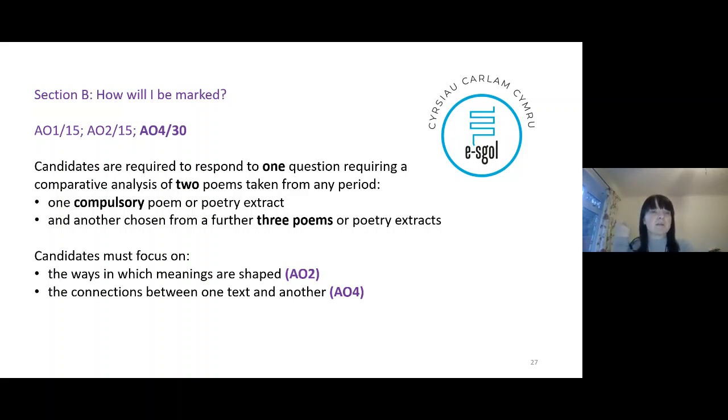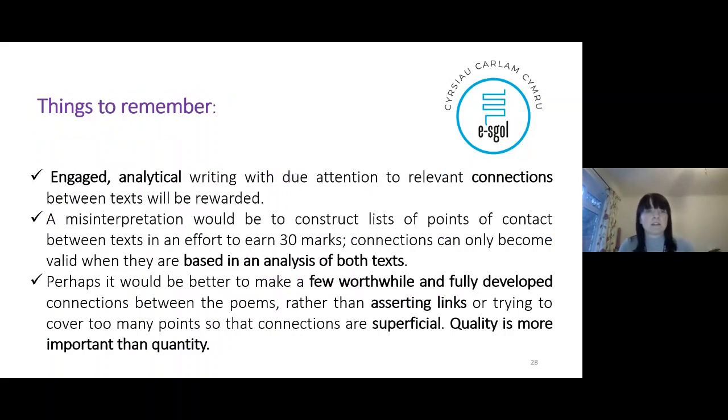So AO1 15 marks, AO2 15 marks, and AO4, as you can see, it's been put in bold. It's doubled. You've got the 30 marks for AO4, which is the connections that you make. All right, so like I said, next week we are going to have a look at the connections. So you need to focus on the way that meanings are shaped and the connections between one text and another. So things to remember, you need to make sure you've got engaged analytical writing with relevant connections being made, okay?